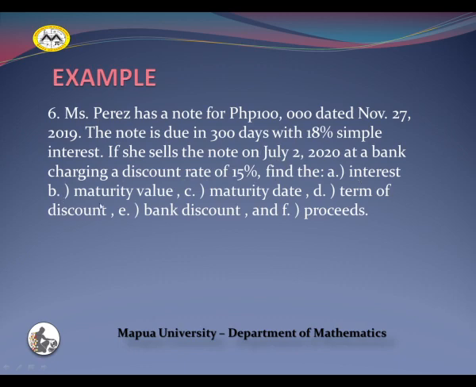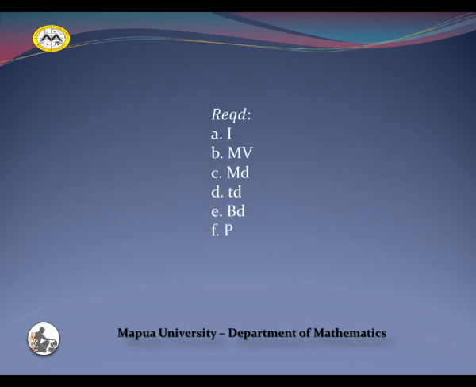letter A, the interest, letter B, maturity value, letter C, maturity date, letter D, term of discount, letter E, bank discount, and F, proceeds. So it is a combination of simple interest note and bank discount note, wherein we have it here that these are the required.